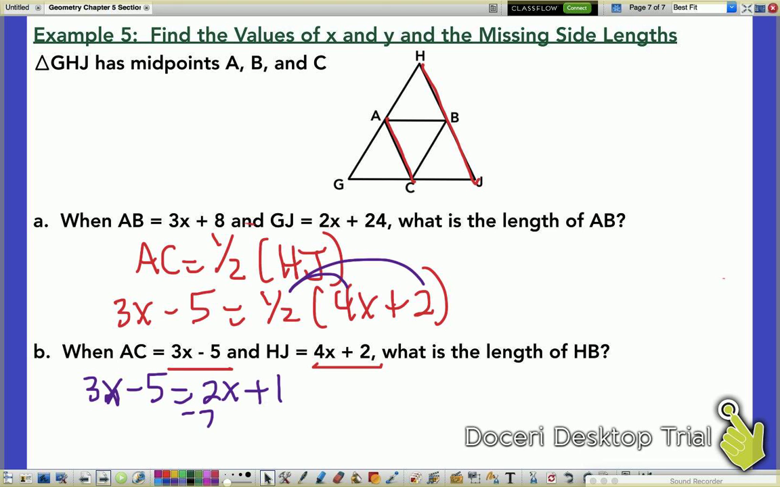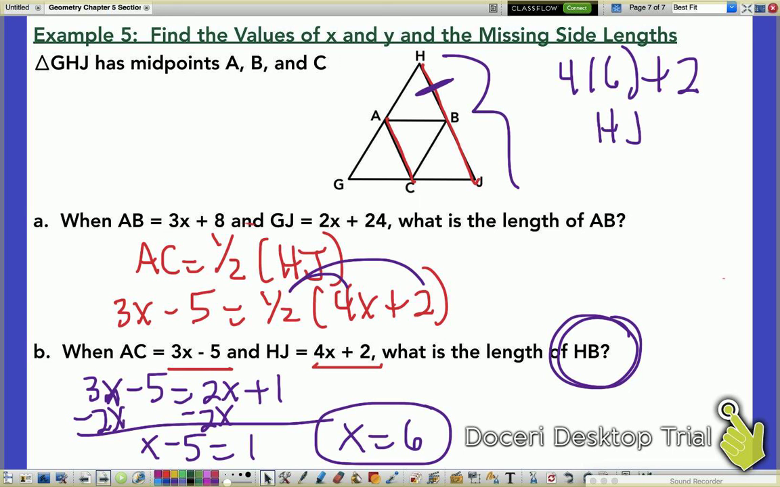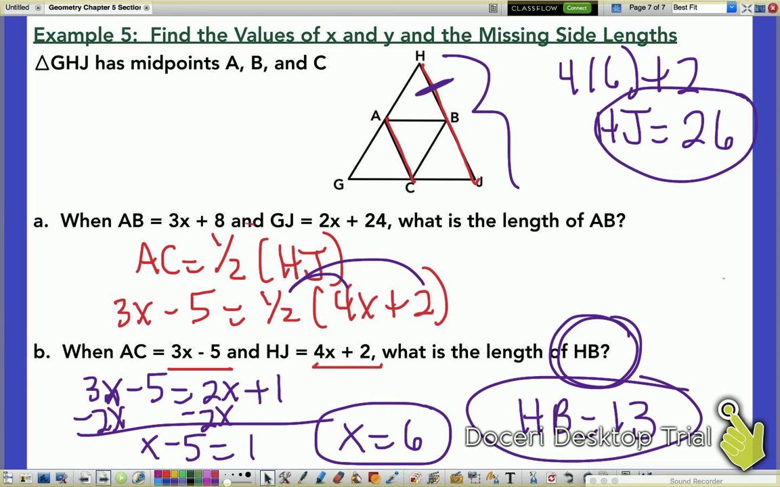Move the 2x. And add 5, and you get x is 6. Now look closely. They want just that. I'm given HJ, so let's find what HJ is, which would be 4 times 6 plus 2. So HJ would be 26, so half of that would be 13.